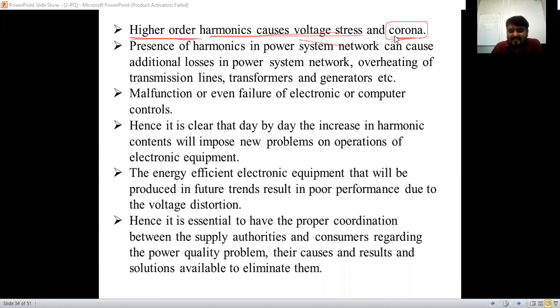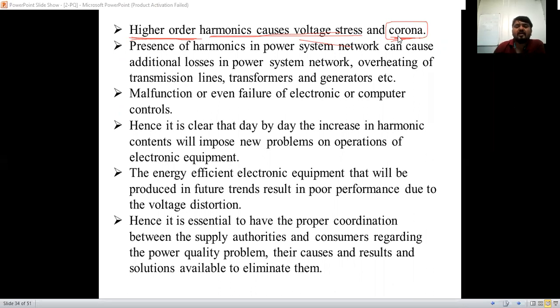Higher order harmonics cause voltage stress. That we know, they cause stress. Where do corona effects occur? Not COVID-19, electrical corona, I am telling. Because of changing climatic level, moisture level, temperature level, there is ionization of the conductor. It is called corona. Okay, very good. Ionization of the conductor, that is the word you have to use.